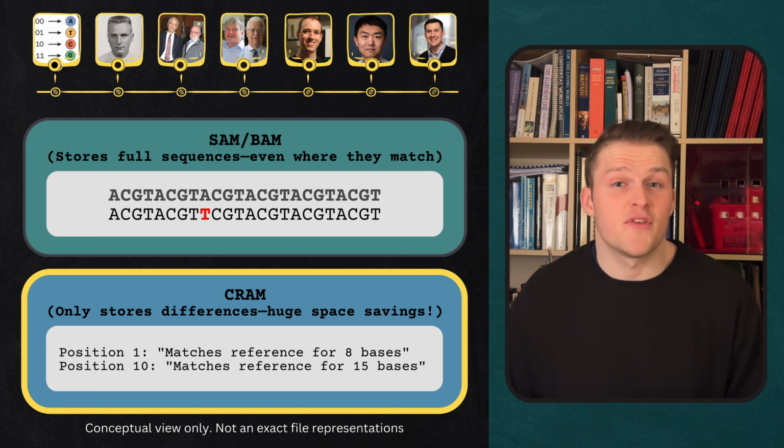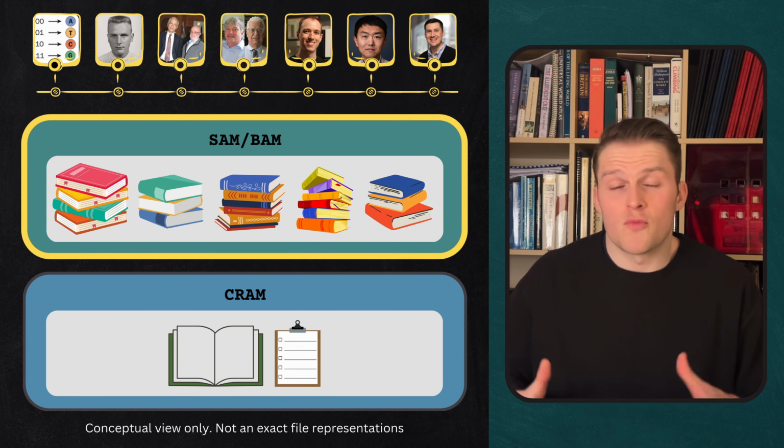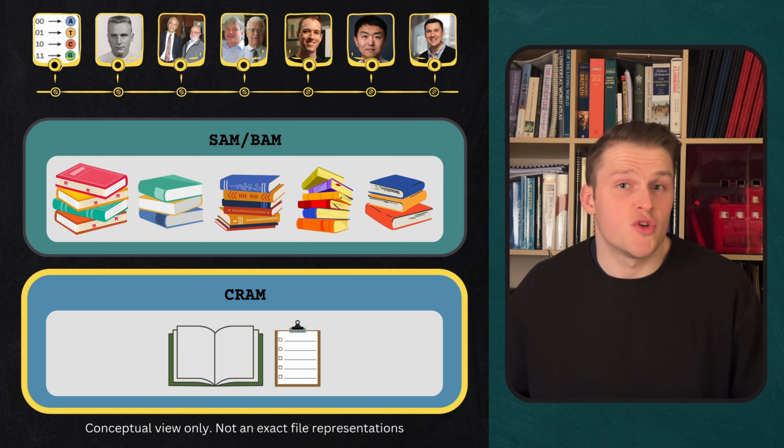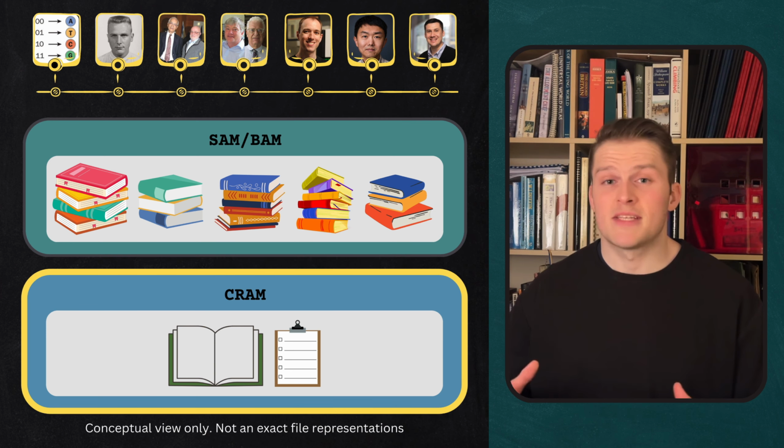This is incredibly efficient because human genomes are 99.9% identical. Out of 3 billion bases, individuals typically only differ at a few million positions. Think of it like this. Imagine you have millions of nearly identical books that differ only by a few words on certain pages. Would you store complete copies of every book, or would you store one master copy and then just note the differences for each variant? CRAM takes the second approach.